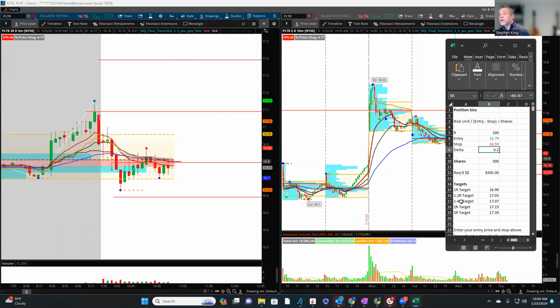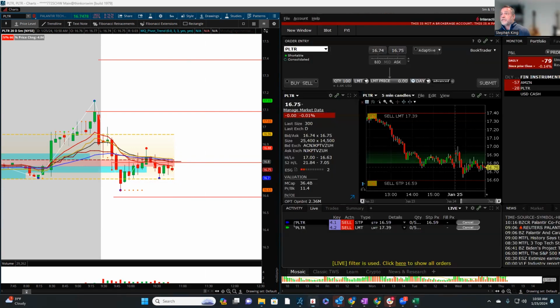Let's say I just want to go 2R, I can lower that number to 1703, or I can make it 1.4R and go 1707, or I could just leave it right where it is. Now I would do that. If I go in here, I can just modify, so here's my limit sell.